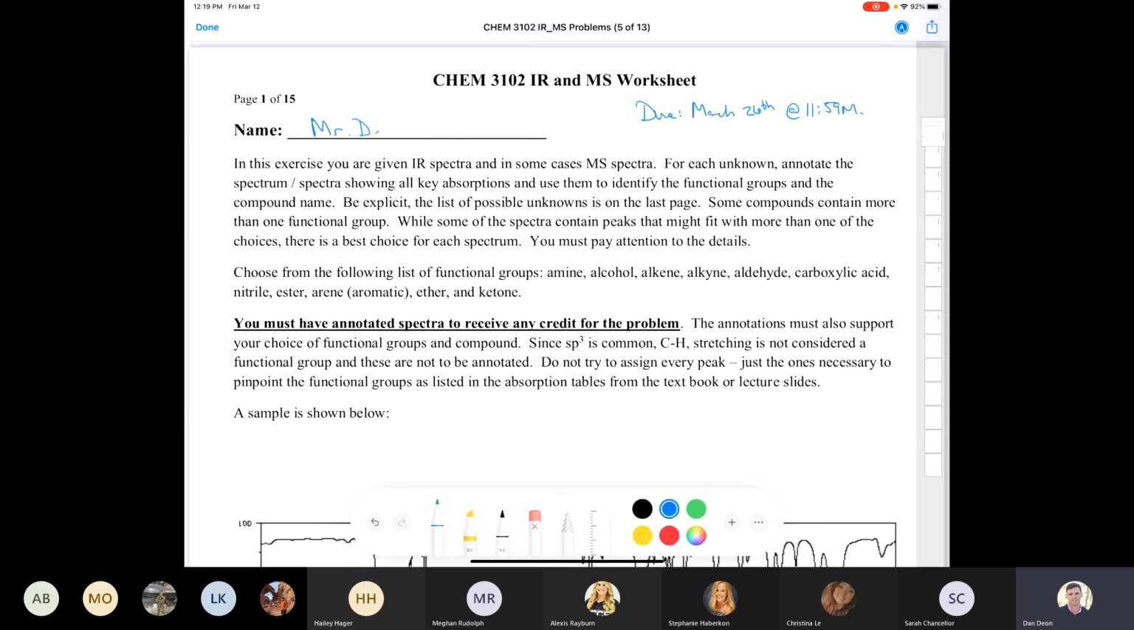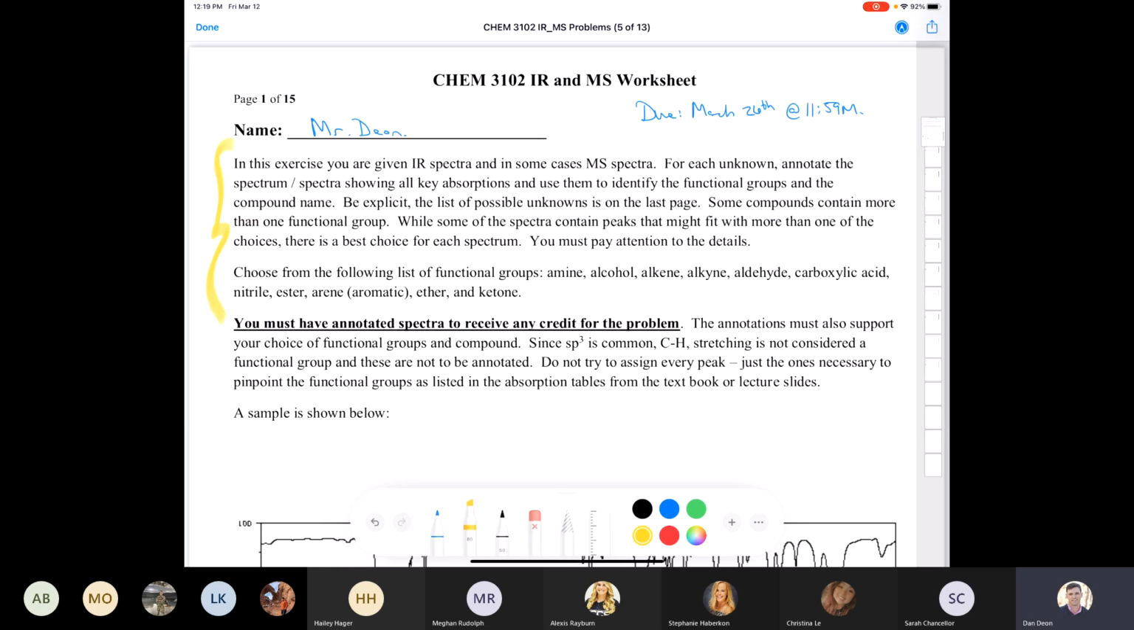What you're going to do is print it out, fill it out, and then submit it as a single collated PDF to Canvas. Let's take a quick peek at the instructions. It says here you're given infrared spectra and mass spectra. Annotate the spectrum or spectra, depending on whether you have 1 or 2. I think they all have 2.